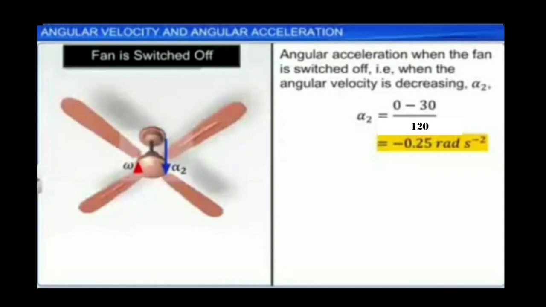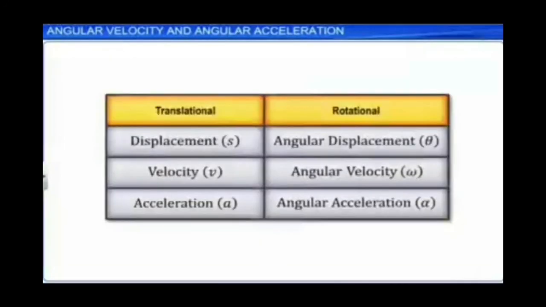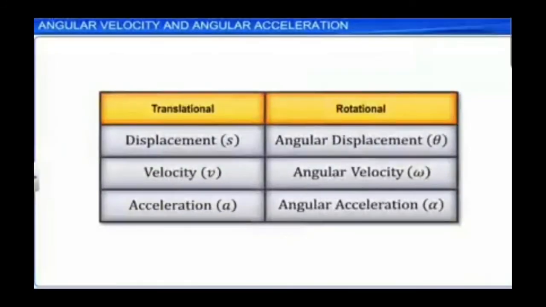For a better understanding, let's compare the terms related to terms in translational motion and rotational motion. The term displacement in translational motion is analogous to the term angular displacement in rotation. Velocity is analogous to angular velocity, and acceleration is analogous to angular acceleration.